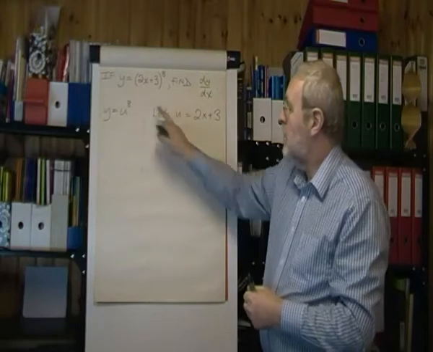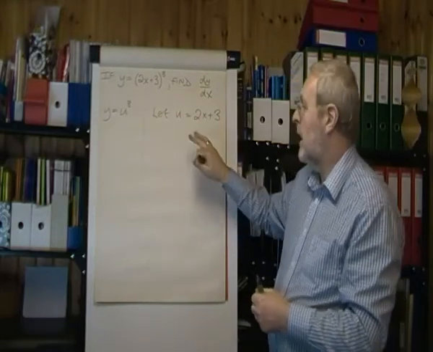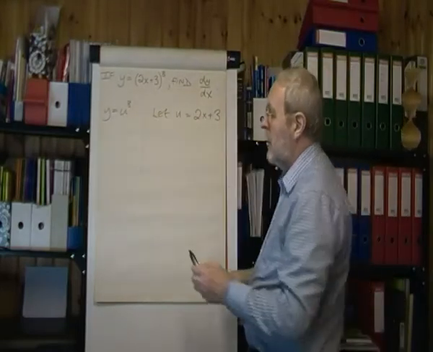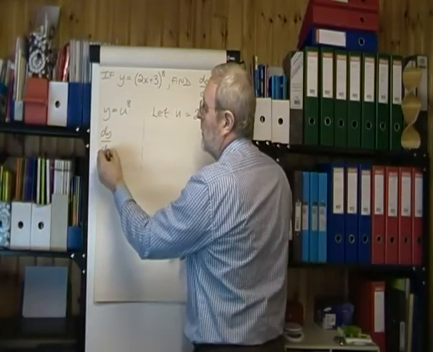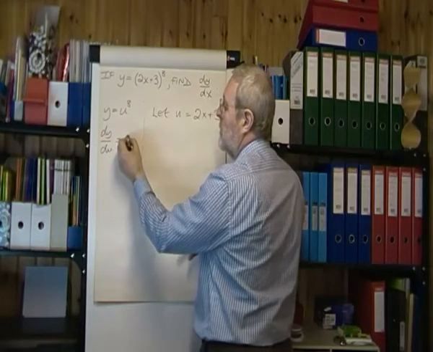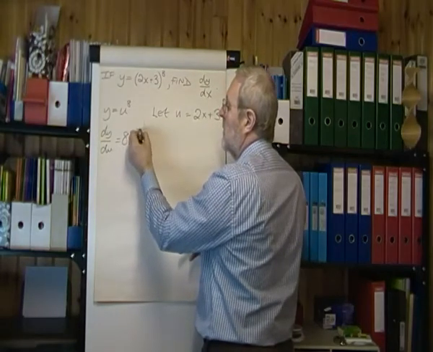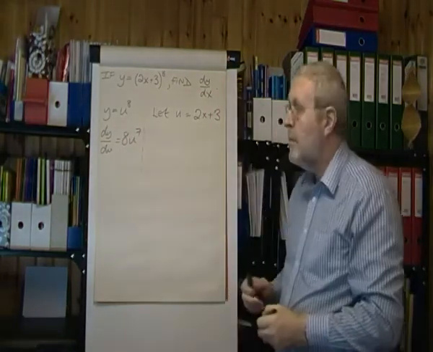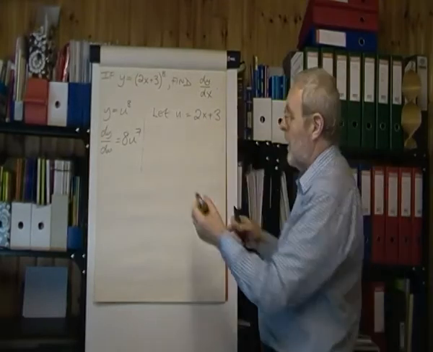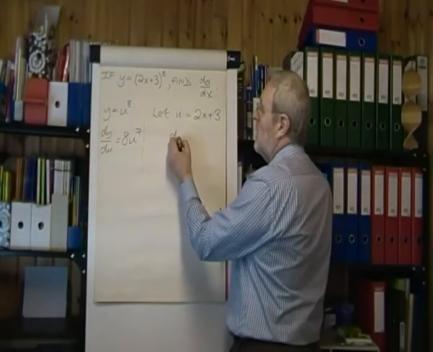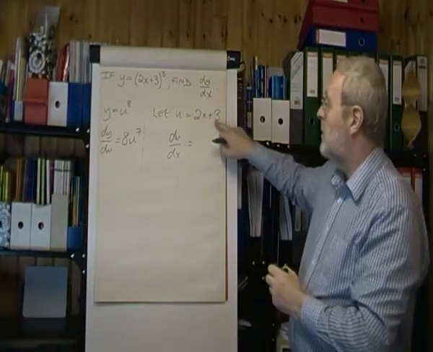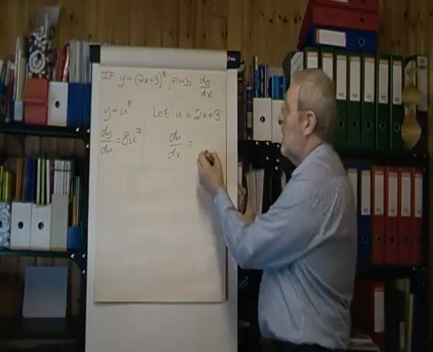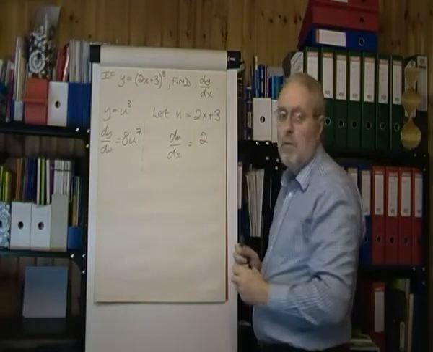We're breaking down the problem into two different things. I can differentiate y, as it's a function of u, with respect to u, and u to the 8 becomes 8u to the power of 7. I can equally differentiate du/dx, and as this is a function of x, 2x plus 3 becomes 2.